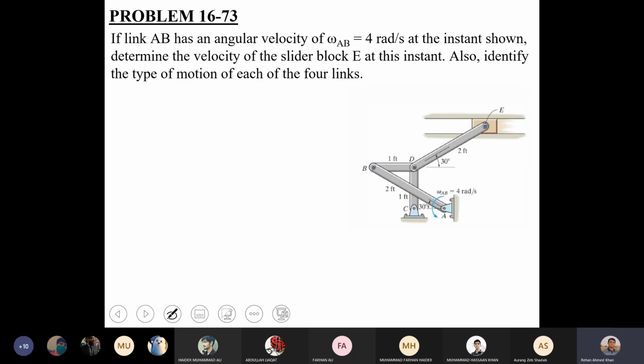In order to start the solution, we always start from the link for which the data is given. Since the data regarding link AB is known to us, that it is rotating in a counterclockwise direction with a speed of 4 radians per second, we are going to start our analysis from link AB. Since link AB is in rotational motion, what should be the velocity of point B? What will VB be in vector form?